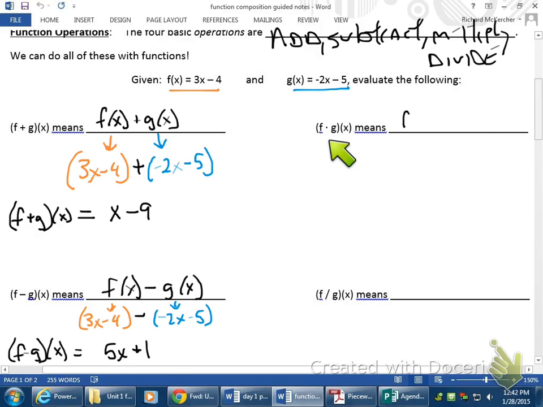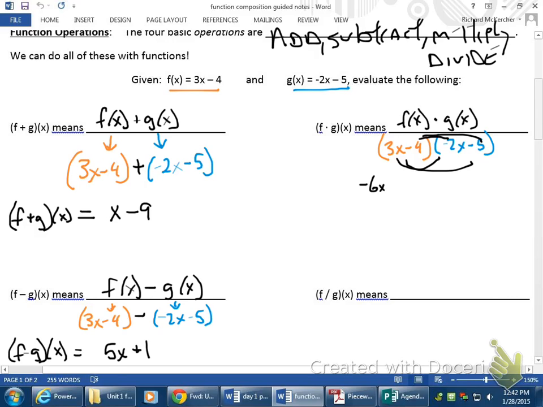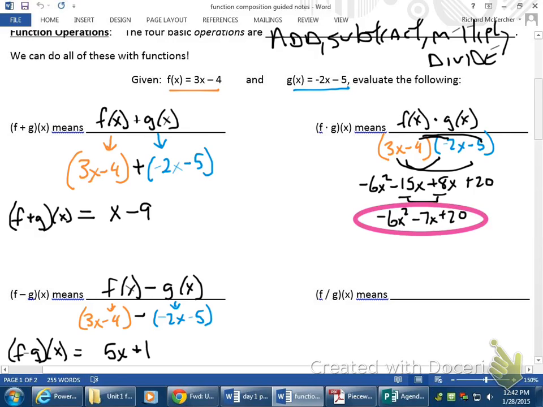Up here, it says multiply. So, of course, what I'm trying to do is to multiply these two functions together. So when I write that down, it looks like this. And I hope you remember that if you're multiplying and it's two binomials, then you're going to FOIL, right? Yeah, it's been a while. So we're going to FOIL those out. Add your like terms. And it's that simple.